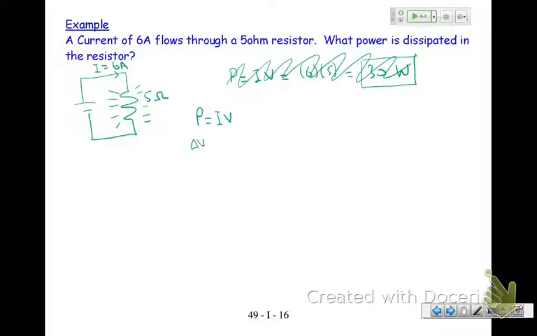So delta V is equal to IR. Let's have a look. I have an I, an R, and I want to get rid of my delta V. So that's going to be I squared R, which equals 6 squared times 5, which equals 180, I think. Can you just check on that? And it's going to be watts. Okay.